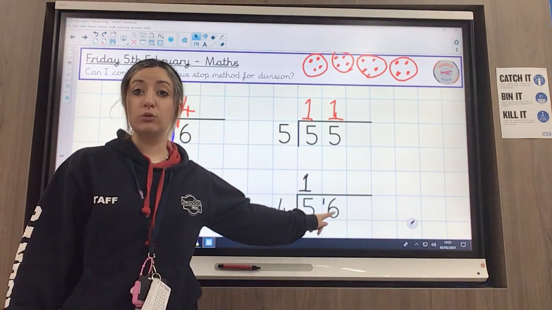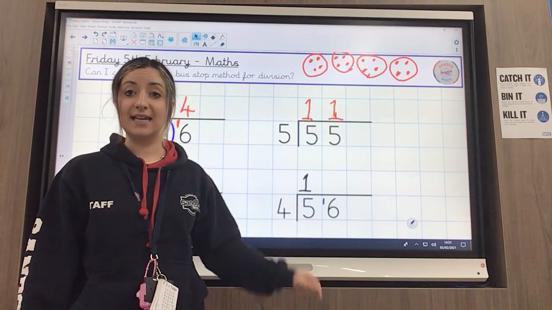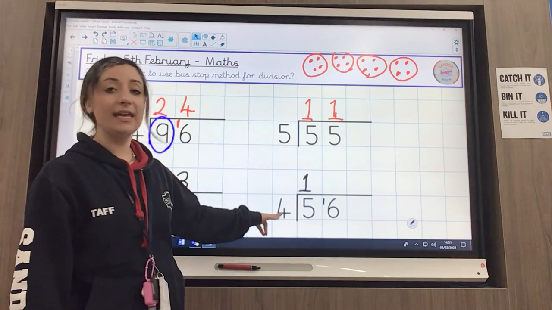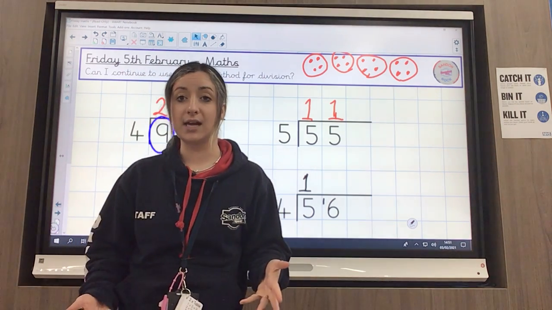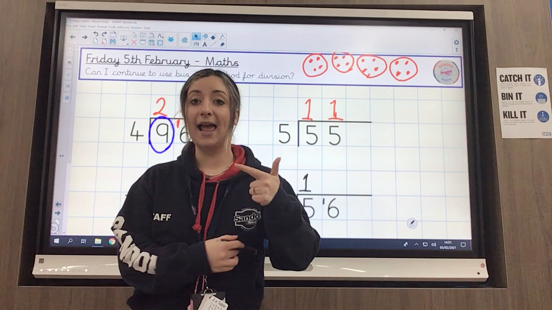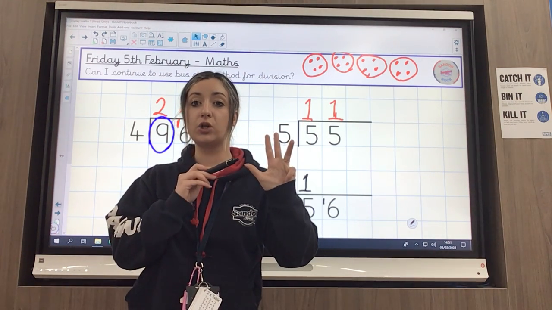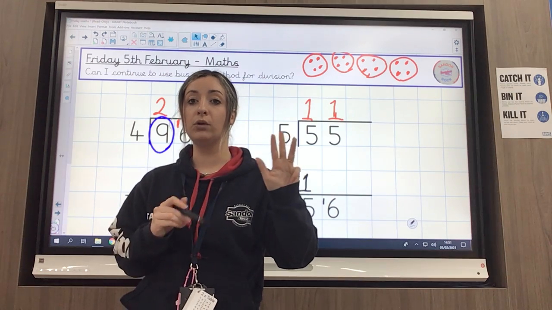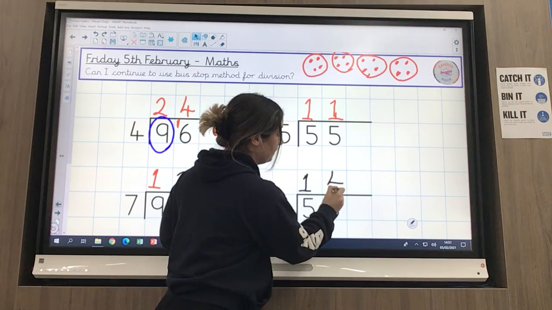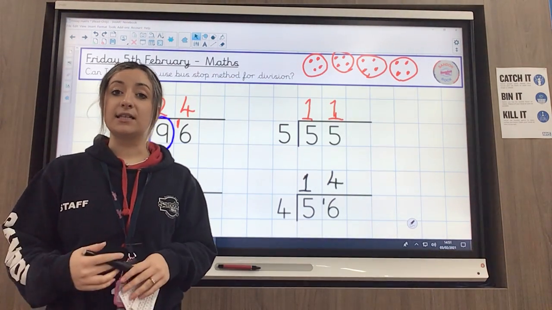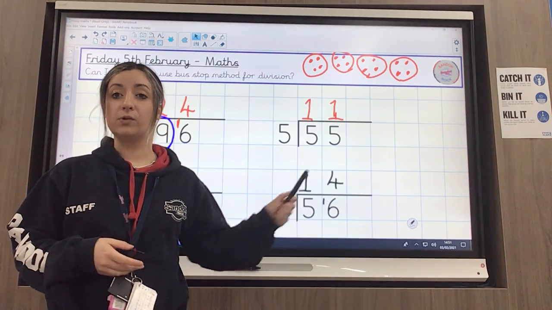So let's go back. My 6 is now turned to what number, guys? It's turned to the number 16, hasn't it? Well done. So how many equal groups of 4 can I make with 16? Let's use our 4 times table. 4, 8, 12, 16. And how many groups have I got? 1, 2, 3, 4. 4 lots of 4 make 16. So I'm going to put 4 in here. So my answer will be 14. 56 divided by 4 equals 14.